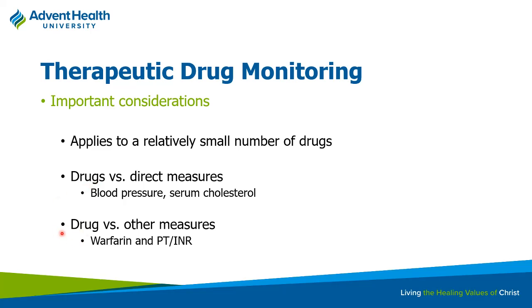Other things as well, like drugs with other measures. So warfarin, I don't measure warfarin levels, but what I can do is measure the PT-INR, right? That tells me how thin the blood is in terms of how long it takes to clot, and tells me how effective the drug's going to be. So again, if they have these other measures, then I'm not necessarily measuring the serum level of the drug, but I have another good measure there. So PT-INR monitoring for warfarin is still considered therapeutic drug monitoring, even though I'm not looking at the warfarin level specifically.